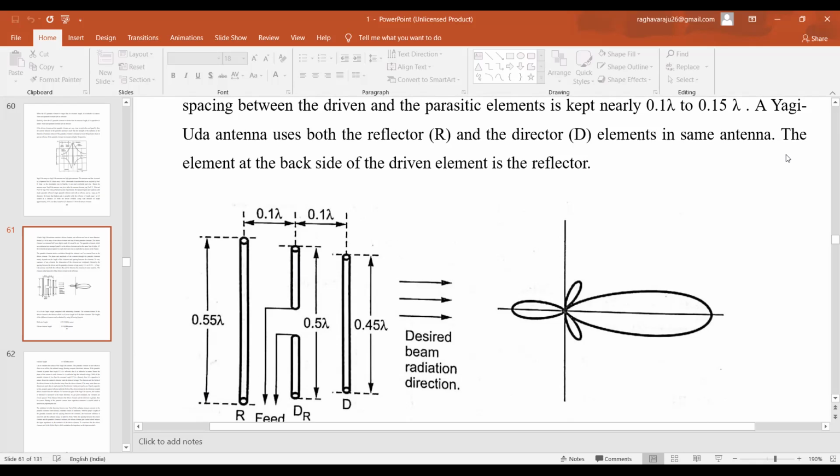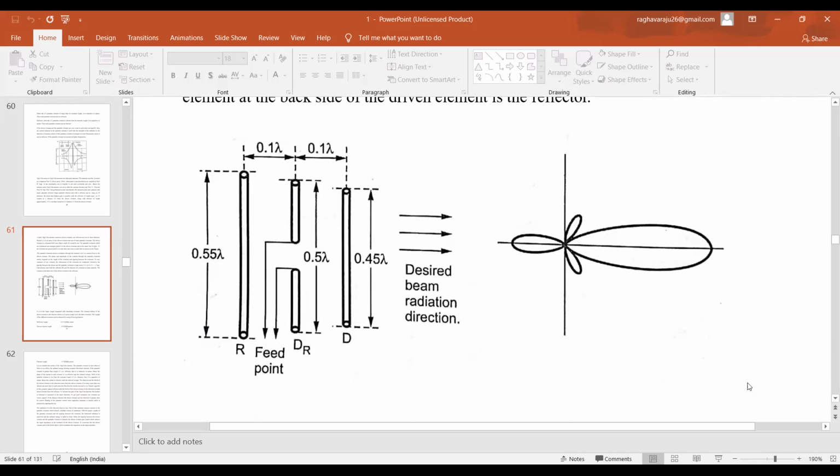The element used at the backside of the driven element is the reflector. So this is the reflector, and this is the driven element. This is the reflector, driven element, and director.